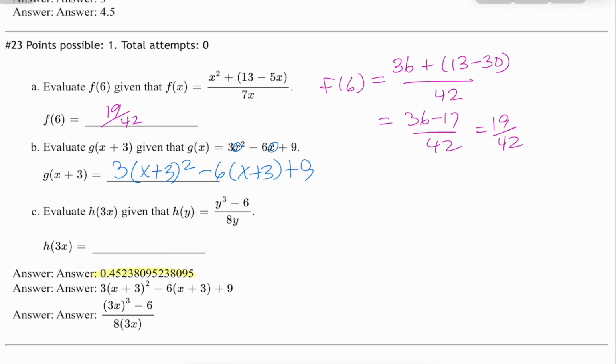And then they said for C, input 3x, they did not say to simplify. So wherever we see a y, put a parenthesis, and then we're going to stick in our input, which is 3x. So that'd be 3x cubed minus 6 all over 8 times 3x. So please use maybe that little button on the side to write that fraction out nice and pretty. So that's 23.